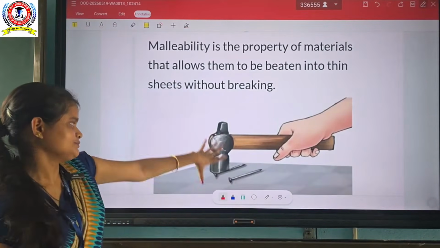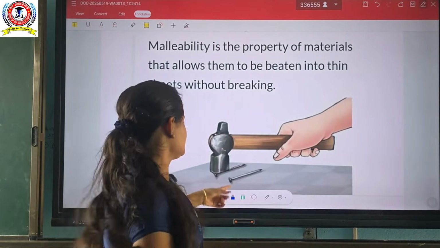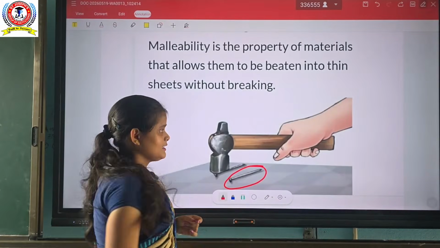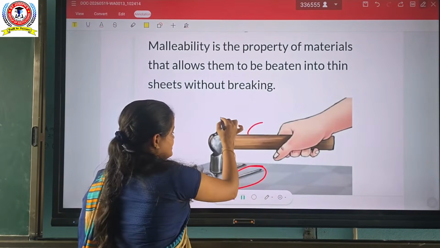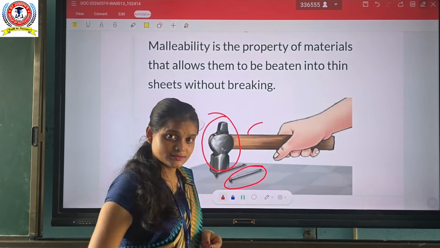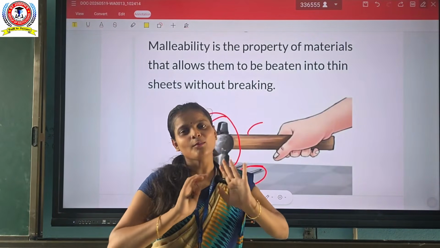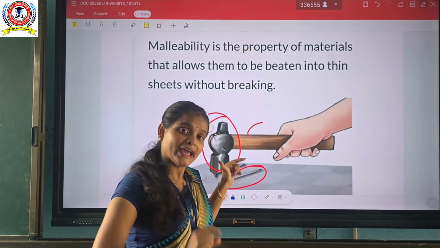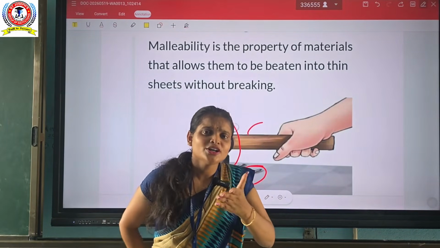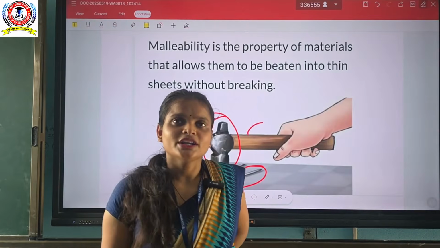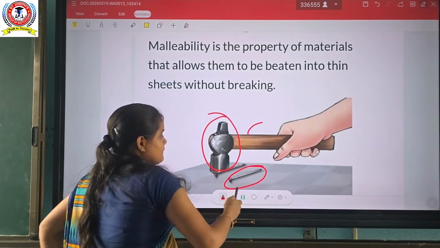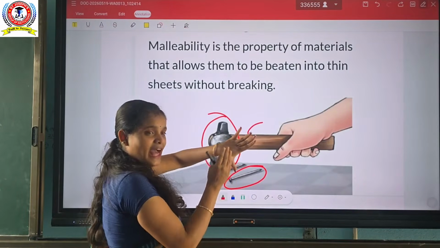Look at this picture. This is an iron nail, and this is a hammer. Can you beat an iron nail with a hammer? In your life, can you beat an iron nail with a hammer? What do you observe in that? You just observe that we can beat an iron nail with a hammer.